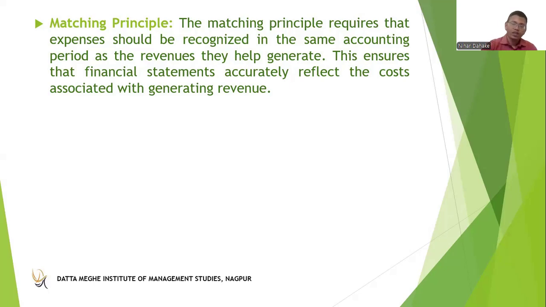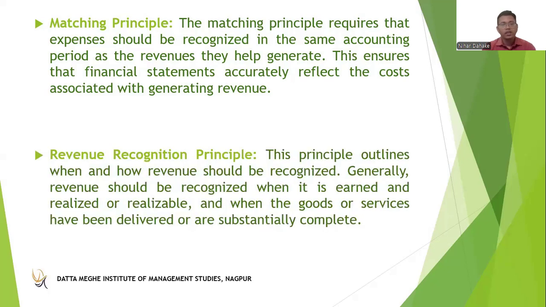Okay, so the next principle is revenue recognition principle. Means what? This principle outlines when and how revenue should be recognized. Generally, revenue should be recognized when it is earned and realized or realizable, and when the goods or services have been delivered or are substantially completed. Means what? When revenue should be recognized. So revenue, when will we recognize it? If the revenue is realized or realizable. Realized means what? You are selling goods and you are getting the money in cash form. That is realized revenue. And realizable means what?